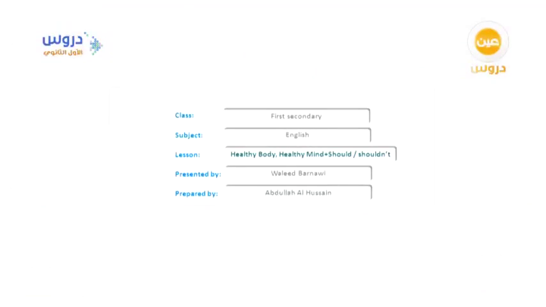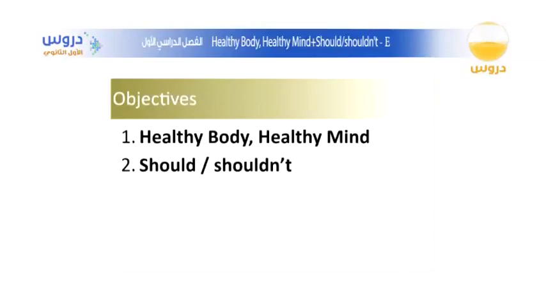Healthy body, healthy mind, plus should and shouldn't. That's grammar. And these are the objectives: healthy body, healthy mind, that's listening, all right? And then we have here should and shouldn't, and that's grammar.